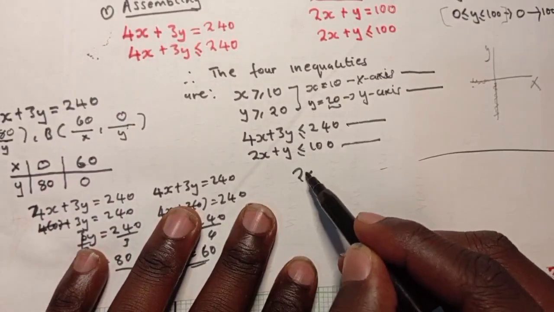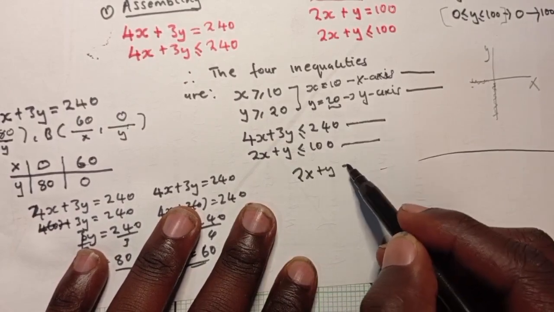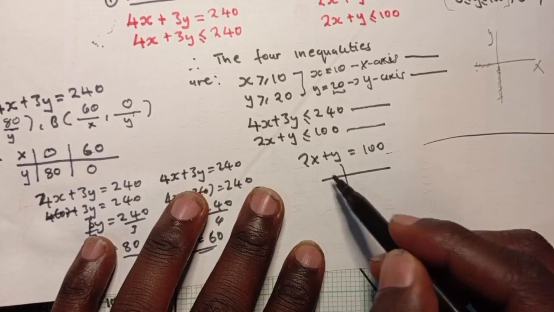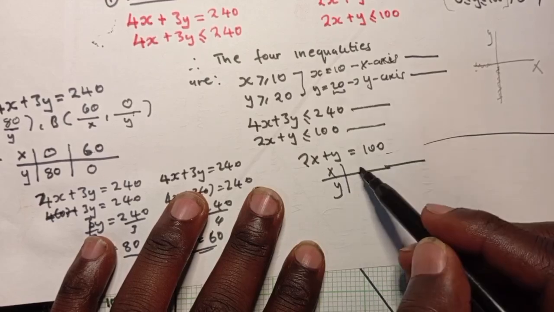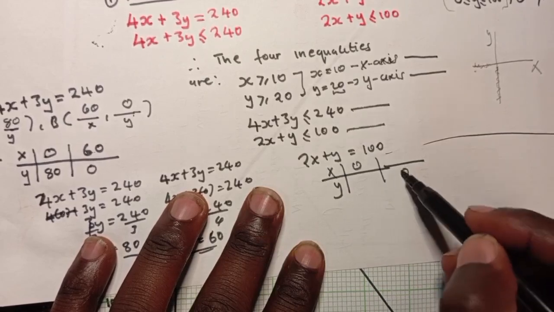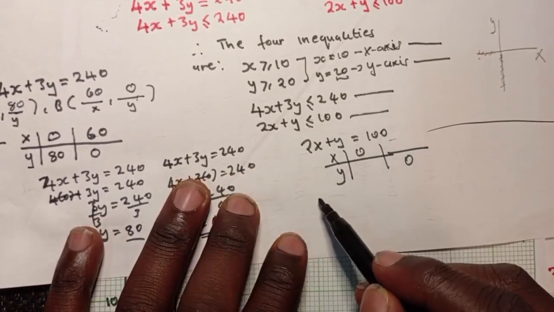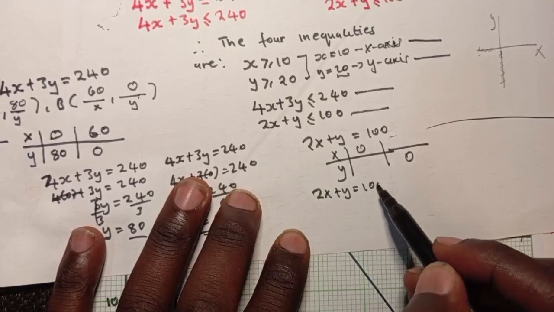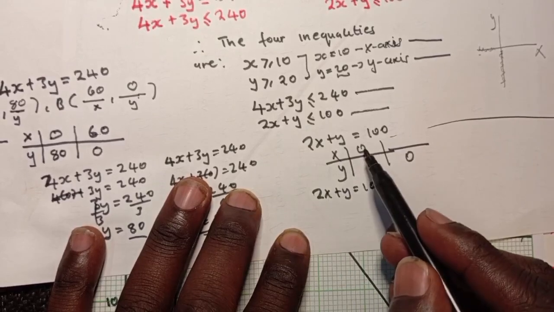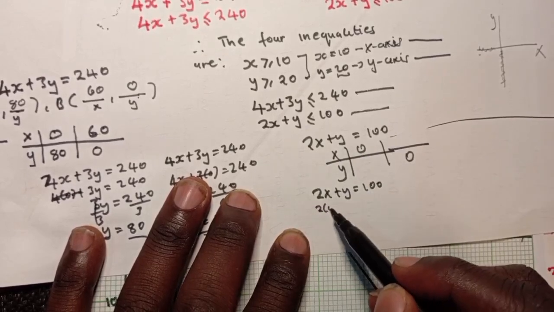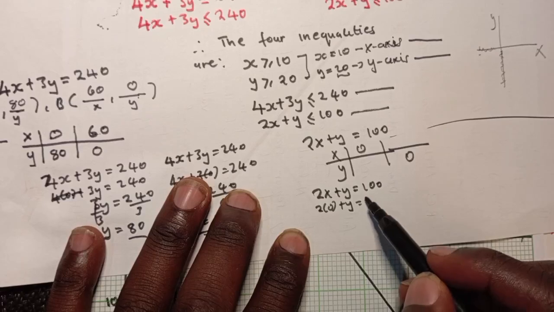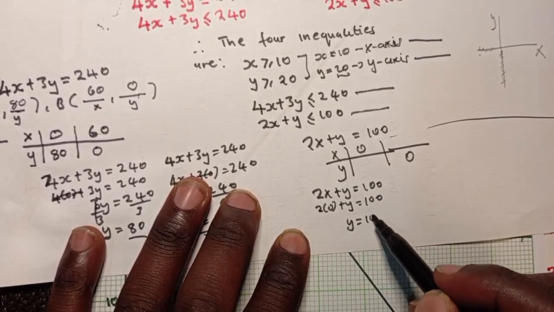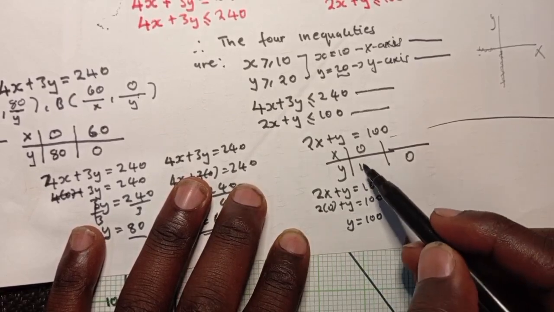So 2x plus y is equal to 100. We make a table quickly. x, y. Okay. Again, put 0 and 0 here. So for the first one, you're going to say 2x plus y is equal to 100. Your x must be 0, right? So x is 0. So this will be 2 in brackets 0 plus y is equal to 100. This is 0, right? So you have y is equal to 100.